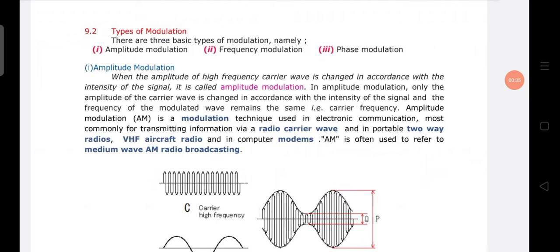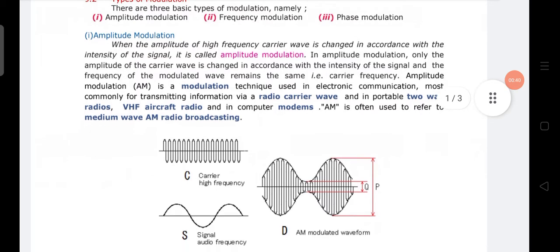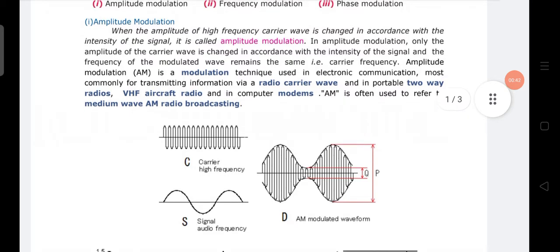One is amplitude modulation, second is frequency modulation, third is phase modulation. Now first of all, let us discuss amplitude modulation.